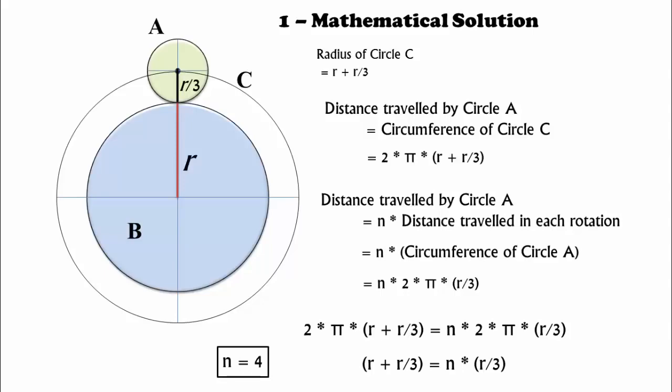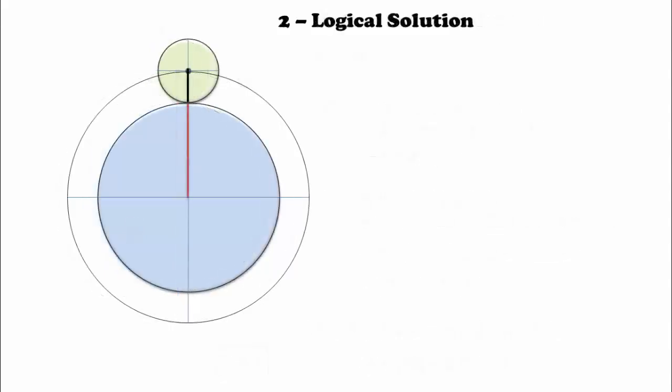Now let's move on to the logical solution, which you can do practically by making 2 circles with paper. Let's call the lower point of circle A as P, which is touching circle B. Remember that I am calling this point the lower point just for reference. The misconception is that circle A completes one rotation when its point P again touches circle B. And with this misconception, circle A just completes 3 rotations.